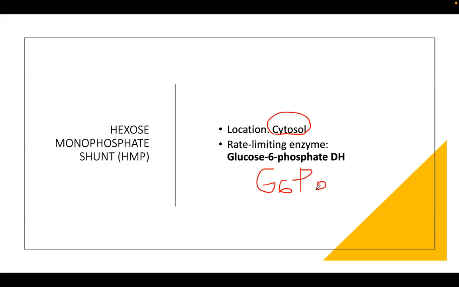Where is the site of metabolism for the hexose monophosphate shunt? It is found in the cytosol. What is the rate-limiting enzyme? It is the glucose 6-phosphate dehydrogenase.